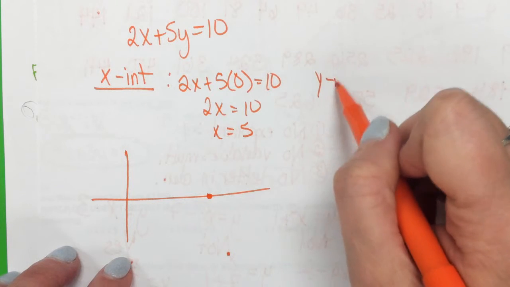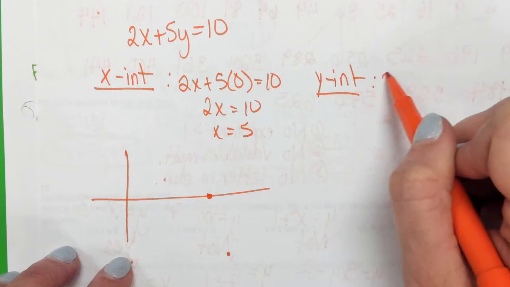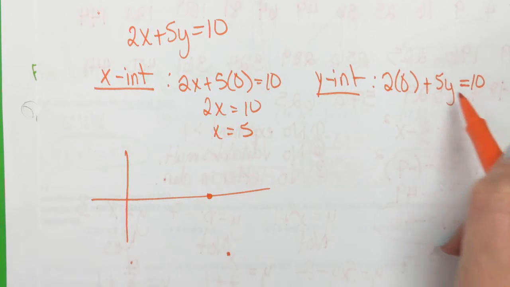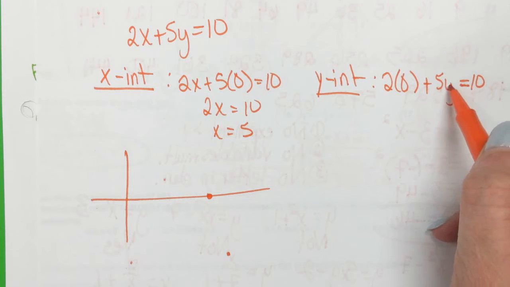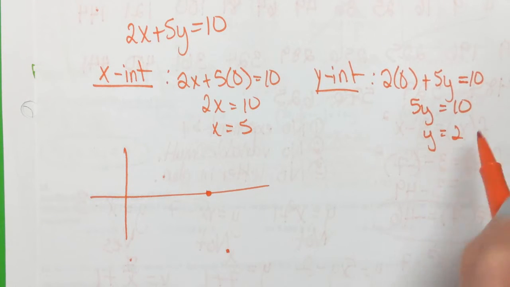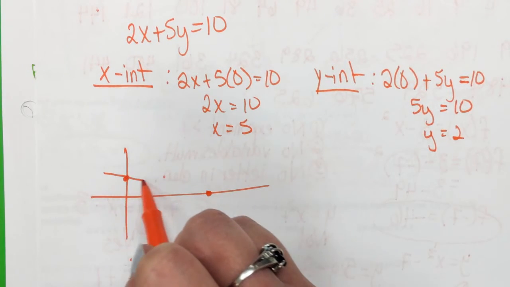All right, what about the y-intercept? 2 times 0 plus 5y equals 6. There you go. You've got to have y left, right? So you plug in 0 for x and keep going. Divided by 5. Y equals 2. There you go. And then we connect them.